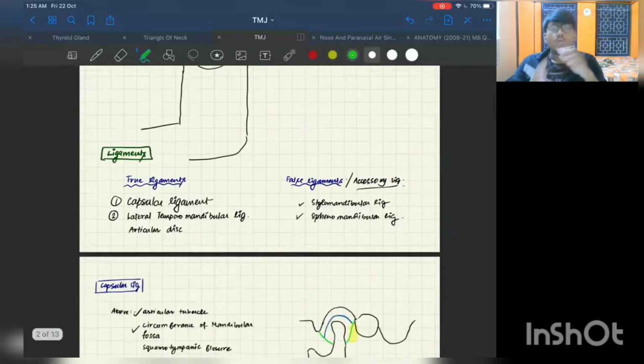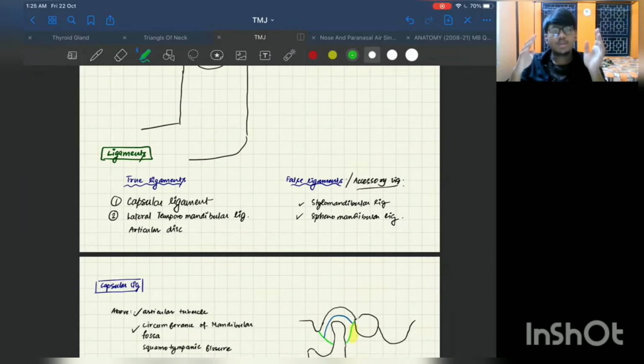Now let's see what are the ligaments of the temporomandibular joint. There are some true ligaments and there are some false or accessory ligaments. Why are there true and false ligaments? The ligaments which are directly related to this joint and help in stability of this joint are true ligaments. The ligaments which are situated a little distance apart from this joint and not directly related to it, but help in giving some stability to the mandible bone, are the false ligaments of this joint.